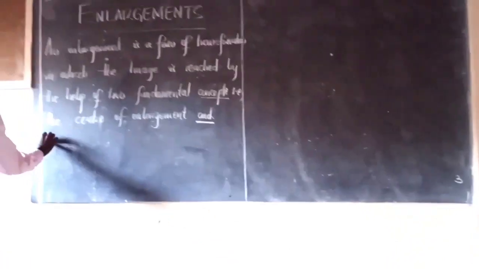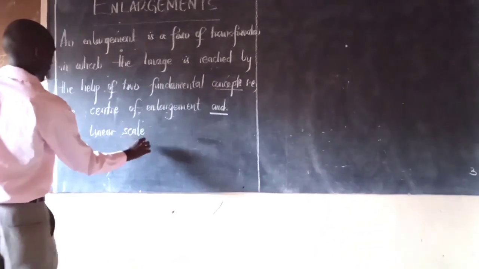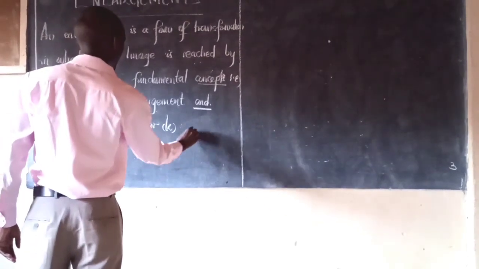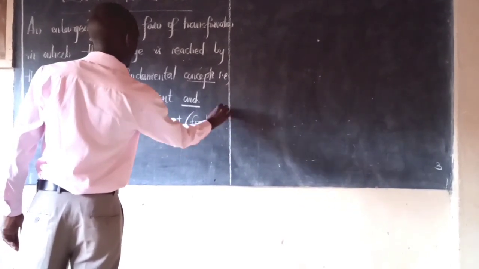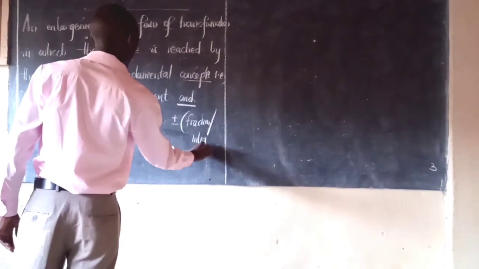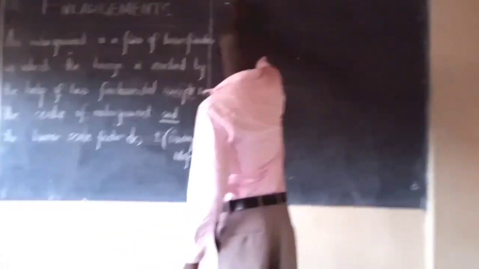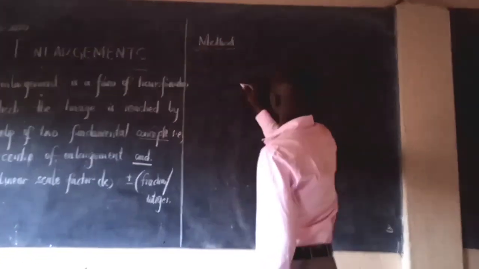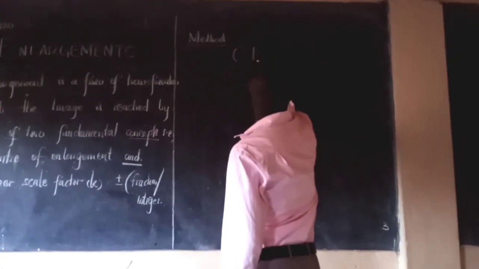and mainly the linear scale factor, K. Remember, we said this scale factor is positive or negative, and it's a fraction, stroke integer. Not to forget, the fundamental method we use here is the displacement from the center to the image is reached. I use equal signs there.